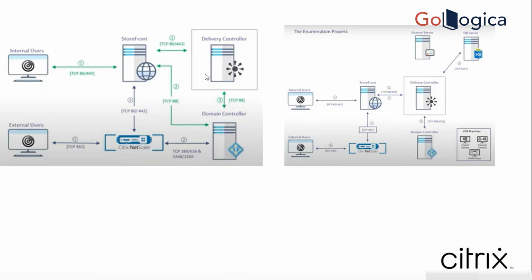And for an external user, what do we require? Yesterday I told you the firewall and the gateway will come. The Citrix gateway, that is called Citrix NetScaler. The external user will send the request to the Citrix gateway. The Citrix gateway will send the request to the domain controller, and the domain controller will give the authentication to the delivery controller. So this is the authentication flow.